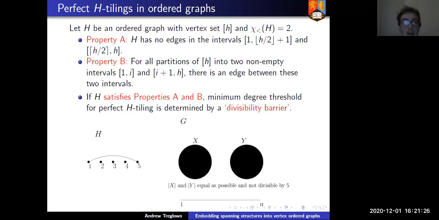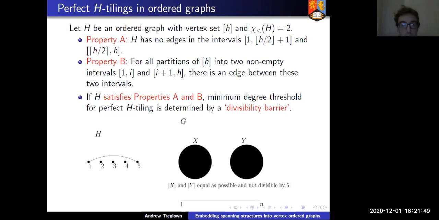Okay, and as always, because we're looking at an ordered graph, we have to give some ordering. So the vertices in X are all smaller than the vertices in Y. So we're going from left to right again, 1 up to n, labeling the vertices. Okay, so what's the problem here? Well, why don't we have a perfect H tiling?